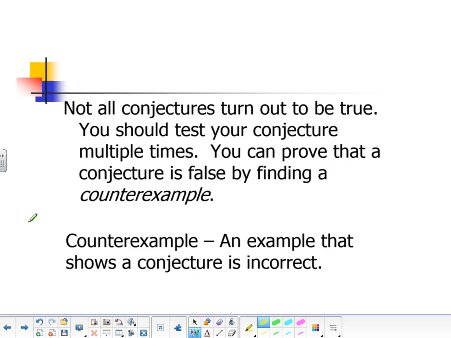Not all conjectures turn out to be true, and we want to test the conjecture multiple times, and we can prove that a conjecture is false by finding a counterexample. So counterexamples are examples that show that whatever my conjecture is, it's not right. So in our red sky at night, sailor's delight, that means the next day is going to be nice. Well, what if the next day is bad? All right, so that's a false conjecture.